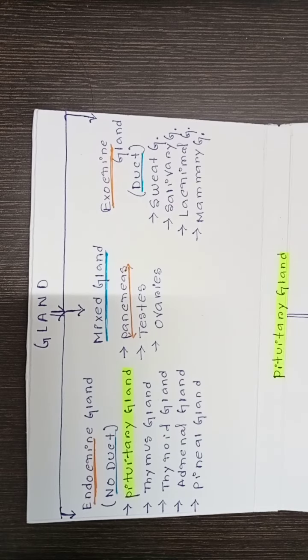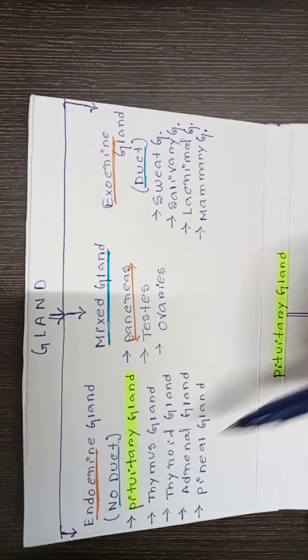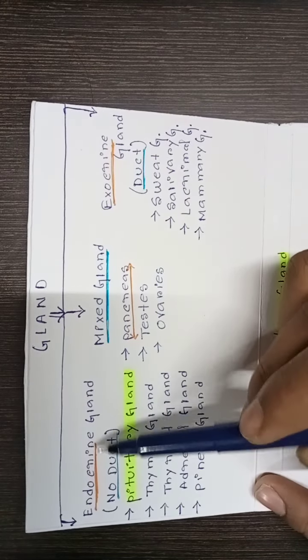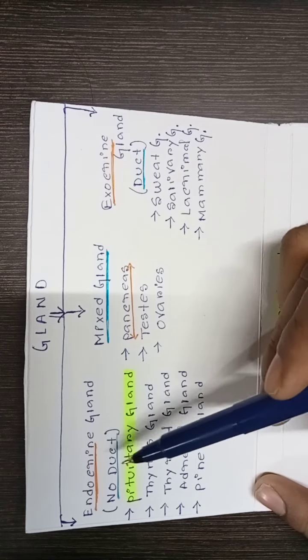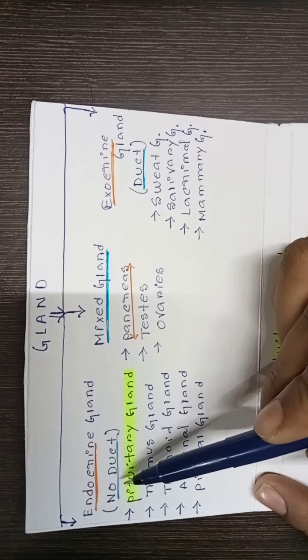Today we'll discuss one more important topic, that is glands. So, classification of glands: how many types of glands are there in our body? First I will divide it: that is endocrine gland. What is the example of endocrine? Endocrine means glands which don't have a duct.